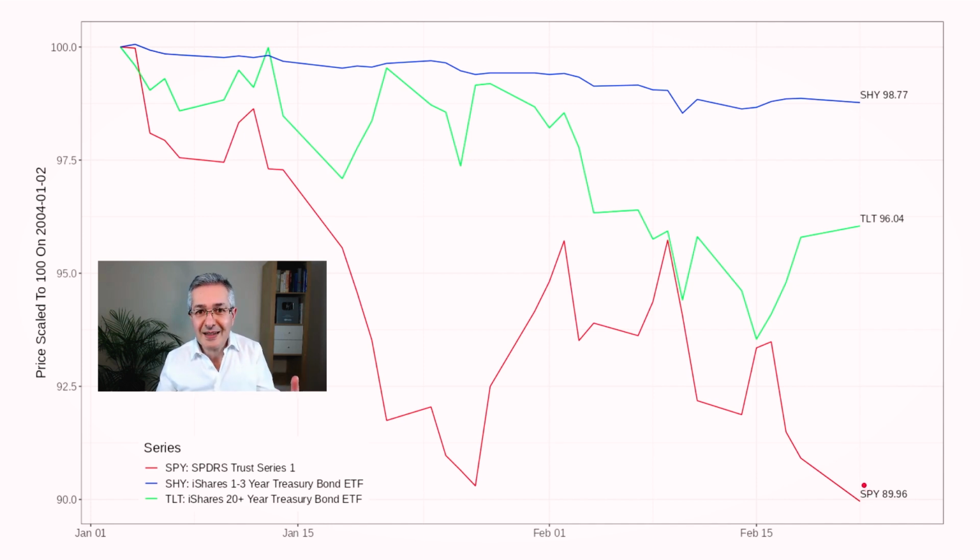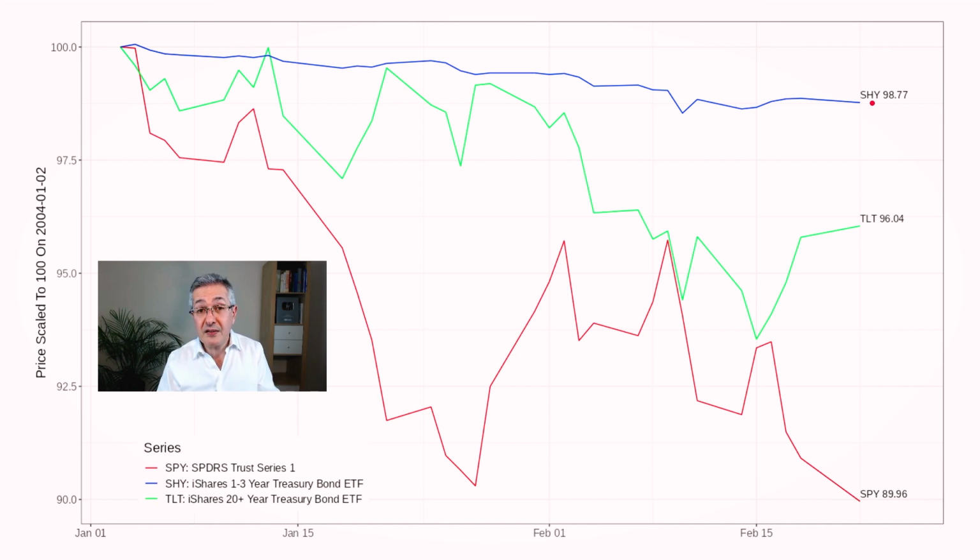But simultaneously, we've seen yields increasing in the US. And as a consequence, the price of the bond funds has also fallen. And as you'd expect, the TLT fund, which has the greatest duration, has fallen more. So that's fallen by about 4% since the beginning of the year, whereas SHY, which has much shorter duration, much less volatility, has only fallen by less than 2%.